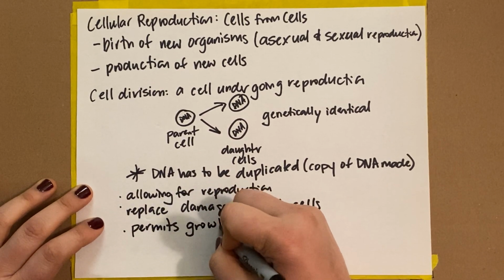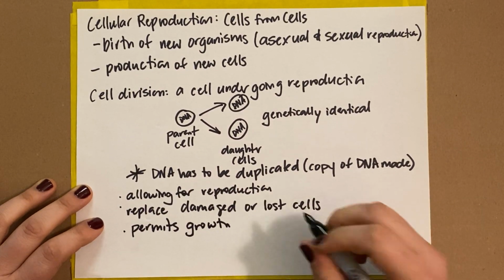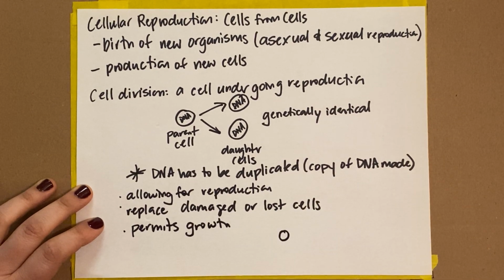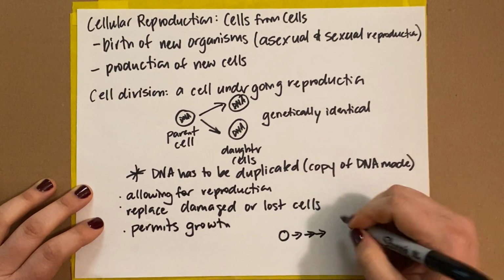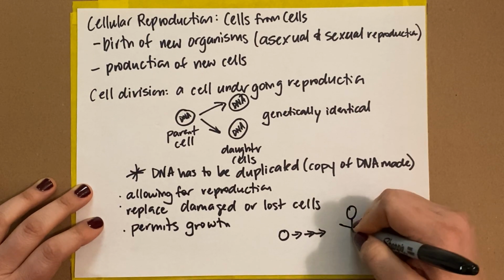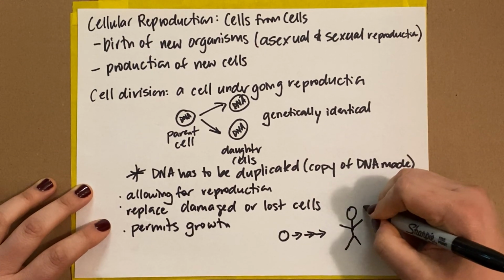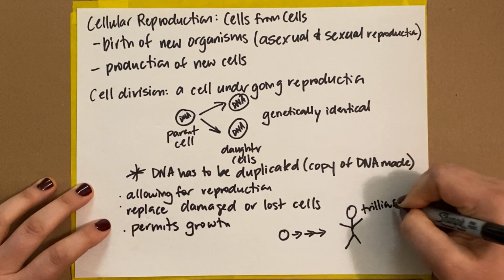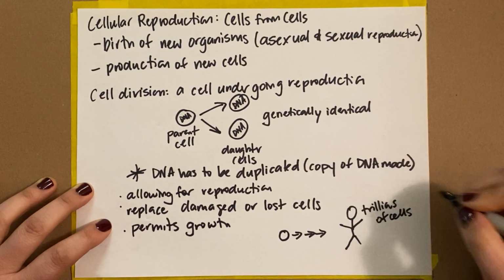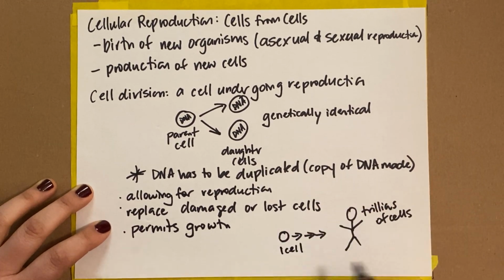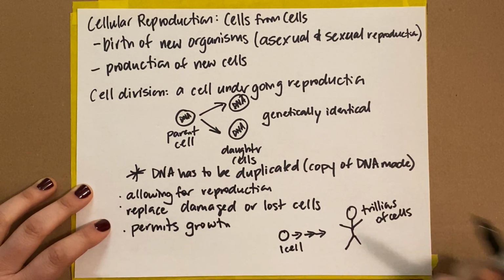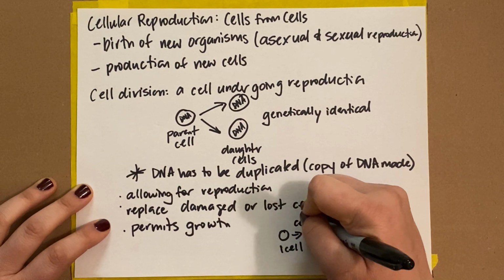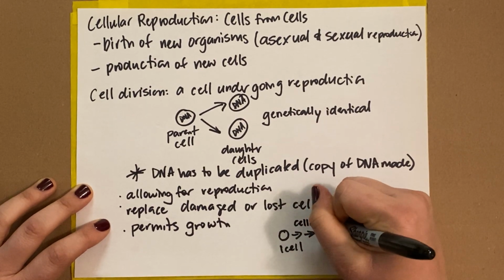So when we start off as a zygote, we are a single cell. And then ultimately over lots and lots of time, we're going to be a person with trillions of cells. So this is one cell. The way that we go from one cell to trillions of cells is through the process of cell division. So cell division is going to allow for that.